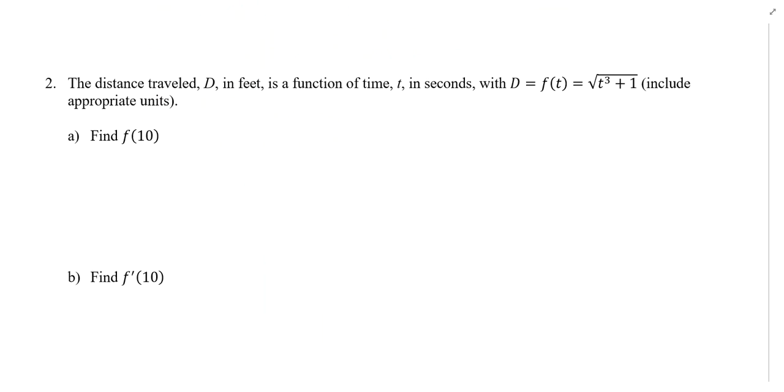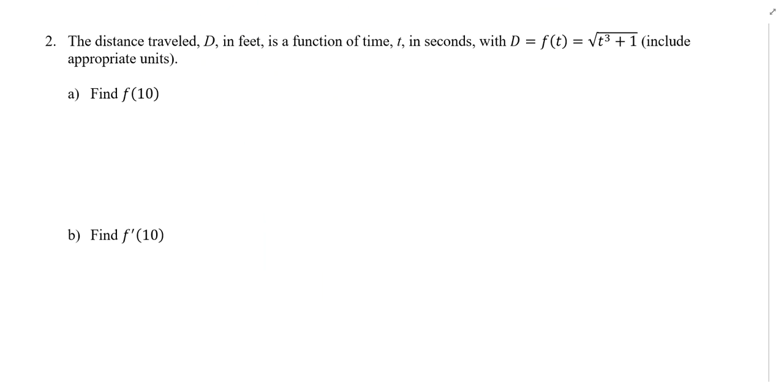For question 2, the distance traveled in feet is a function of time, t, in seconds. So we've got feet and seconds, y-axis, x-axis, vertical axis, horizontal axis. When we answer these questions, we are to include appropriate units. So f of 10, the function evaluated at 10, that's pretty straightforward, would be equal to the square root of 10 cubed plus 1.